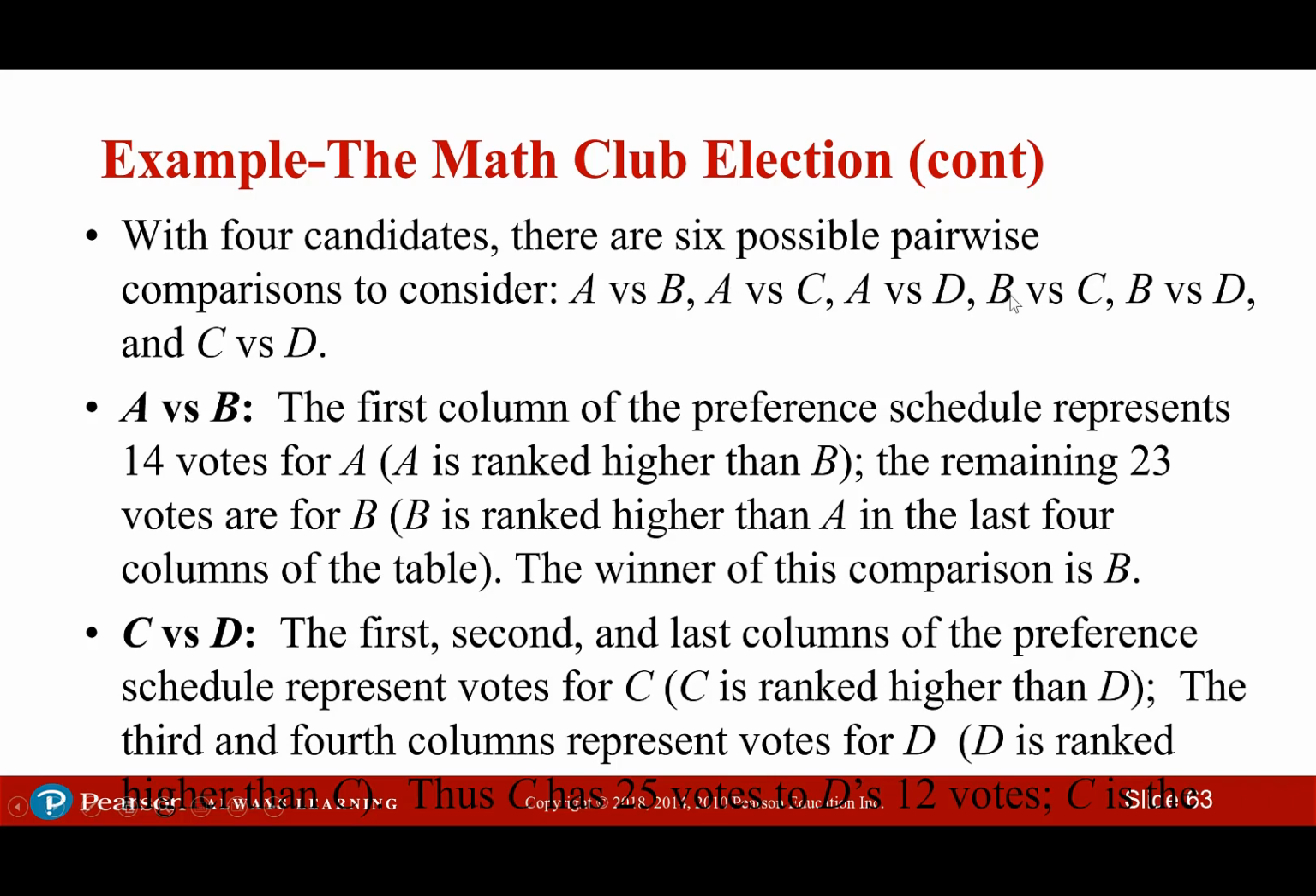Notice what we do is we move on to B. B does not need to be compared to A anymore because it was already compared over here. B doesn't need to be compared to itself, so just B versus C and B versus D, and then eventually it's just C versus D. Notice the list keeps shrinking each time you go down the column. The first column of the preference schedule represents 14 votes where A is ranked higher than B. The remaining 23 votes are for B; they're ranked higher than A in the last 4 columns of the table. So the winner of the comparison is B.